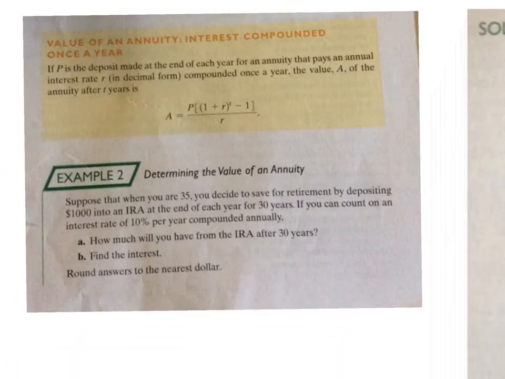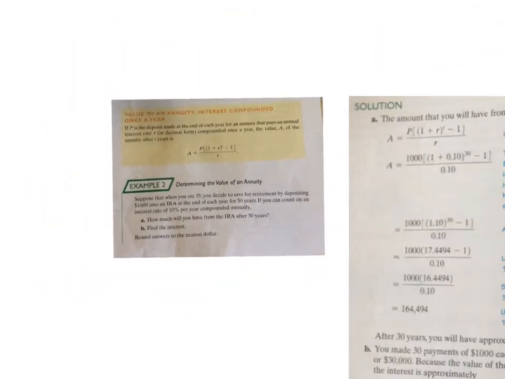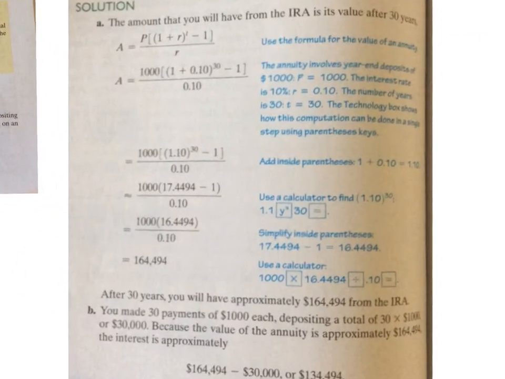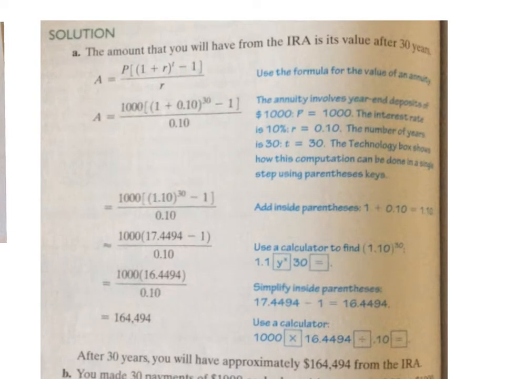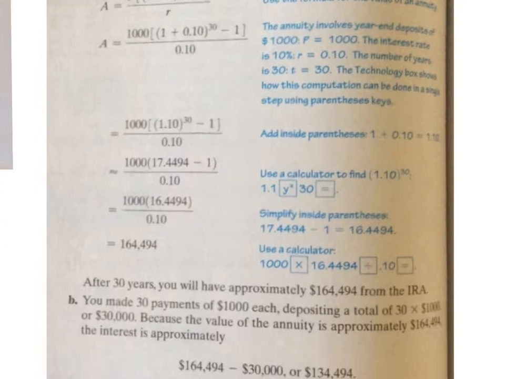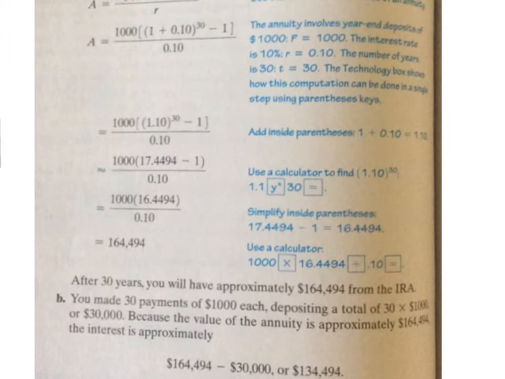But the question again is, we were looking for the value of the IRA after 30 years and then the interest. Okay, so basically, again, the book is a very good book. It explains every step. Your answer is going to be A. That's going to be the amount. So again, you just plug in the values, right? So you notice your P is 1,000, your T is 30, your R is 10%. This is really just plug and chug. And you work it out.